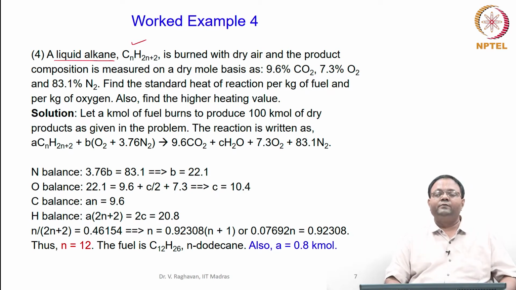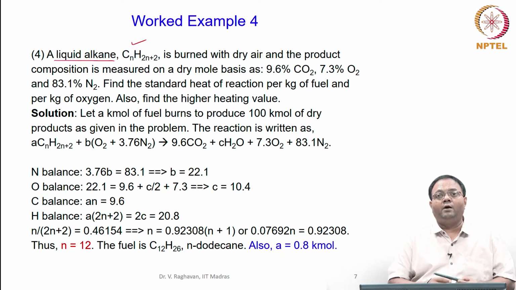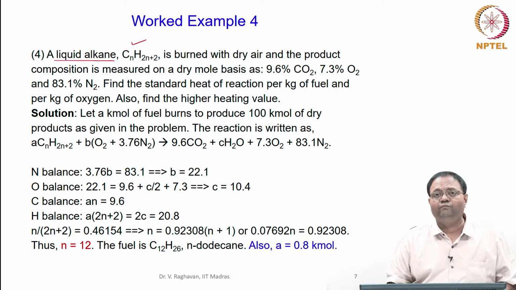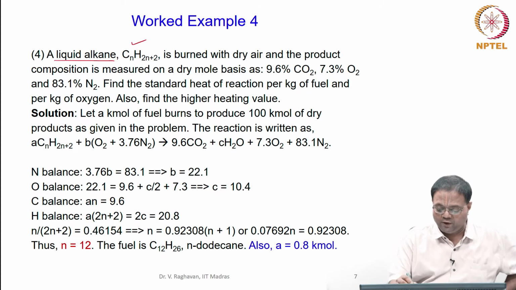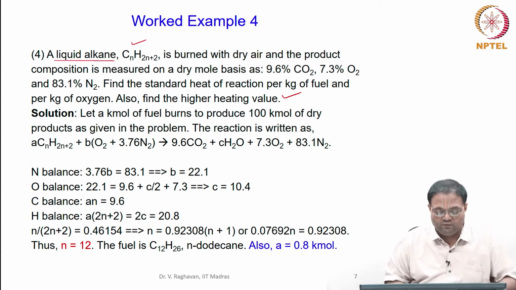So we can write the delta HR or delta HC per kilomole or per kilogram of fuel, or per kilomole of oxygen, or per kilogram of this, even per kilogram of product. So whatever way you want, you can write that. Okay. Also find the higher heating value. Okay. We have defined the higher heating value as what we get when the water vapor in the products is in the liquid state. So how to do that, we will see.